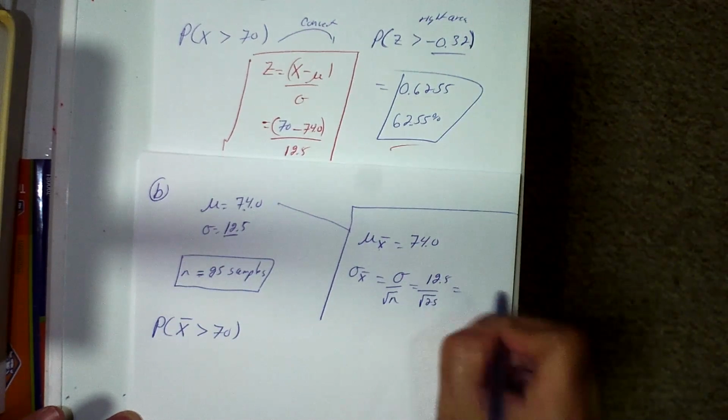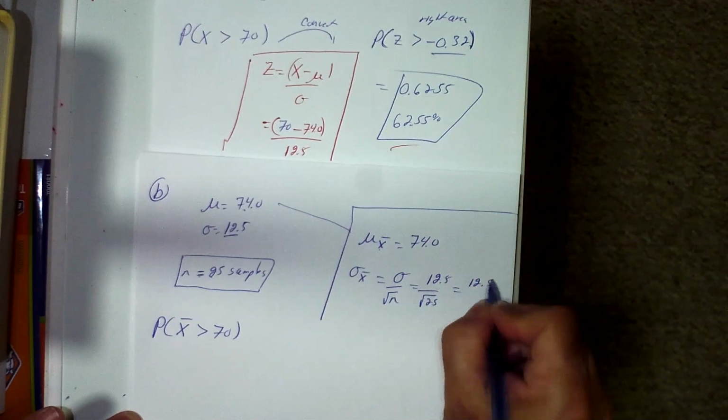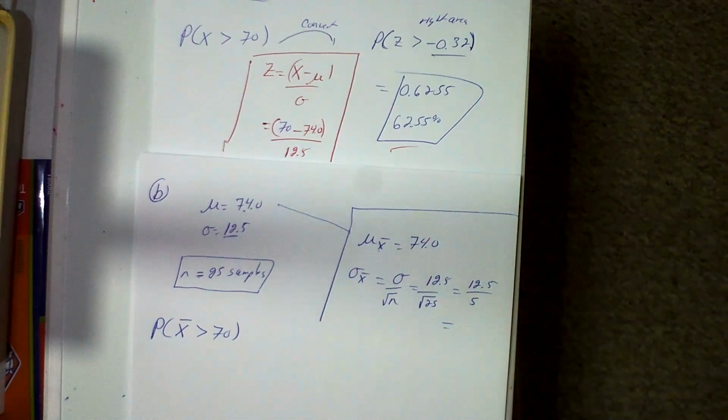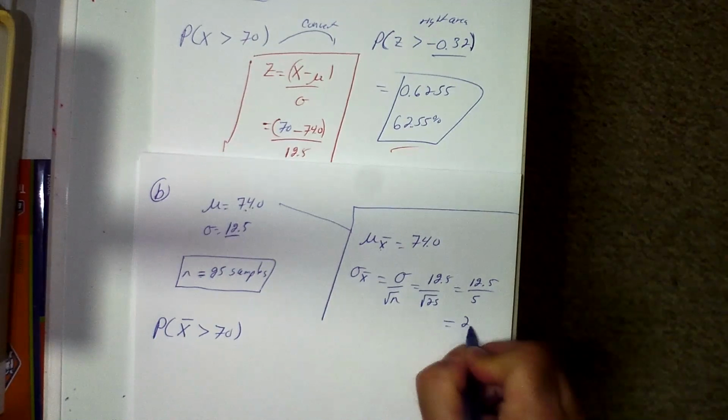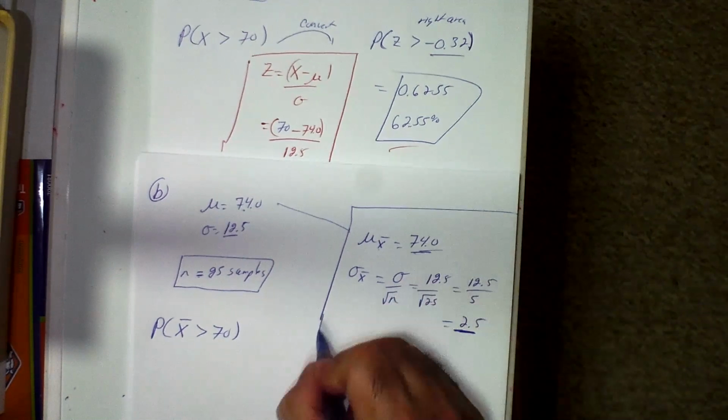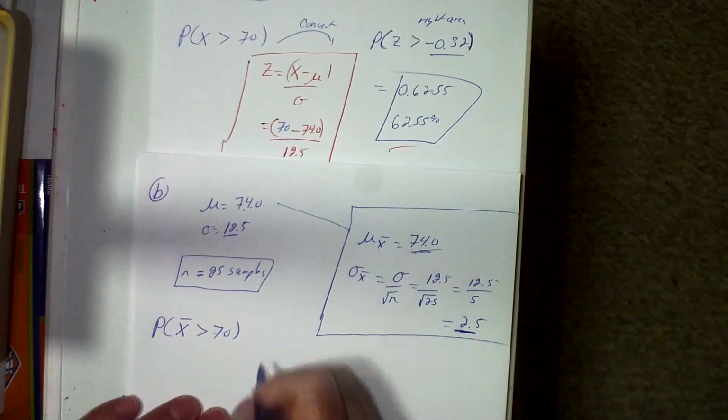I know that the square root of 25 is 5, right? So I can divide 12.5 divided by 5, which is 6.25. Did I do it right? No, I didn't do it right. 12.5 divided by 5 is 2.5. I knew it. It was 2.5. I ran out of space. And I'm going to convert.